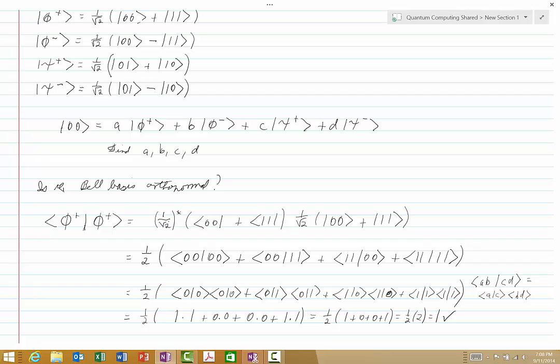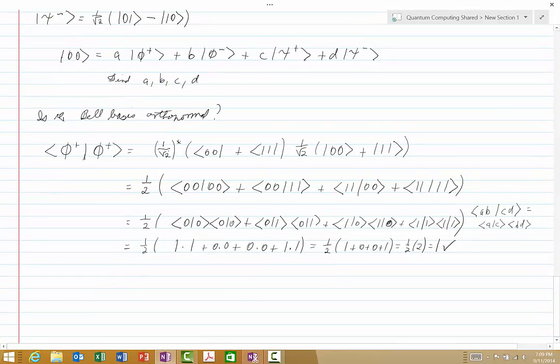Now I will leave it to you to check that the inner product of phi minus with itself is also 1, the inner product of psi plus with itself is also 1, and the inner product of psi minus with itself is 1. And now let's check one of these with another one to make sure that the inner products of all these with each other are 0. Let's take phi minus and psi plus.